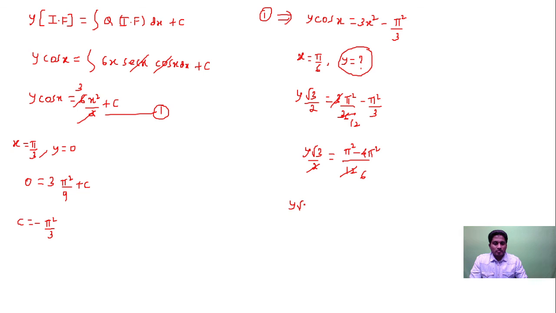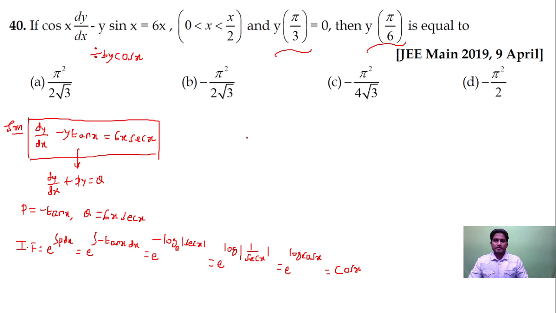Y into root 3 is equal to minus 3 pi square upon 6. Now further this 3 will cancel 6 2 times. Y is equal to minus pi square upon 2 root 3. That's the answer, guys. Minus pi square upon 2 root 3. Answer is option B. Right, thanks for watching guys.